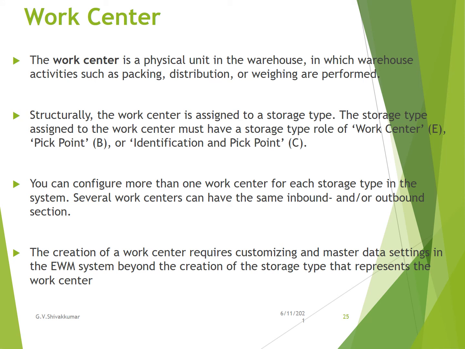Next comes the work center. The work center is a physical unit in the warehouse in which warehouse activities such as packing, distribution, or weighing are performed. So consolidation, deconsolidation, everything happens. Structurally, the work center is assigned to a storage type. The storage type assigned to the work center must have the storage type role of work center E, and the pick point is B, or identification pick point is C. You can configure more than one work center for each storage type in the system.